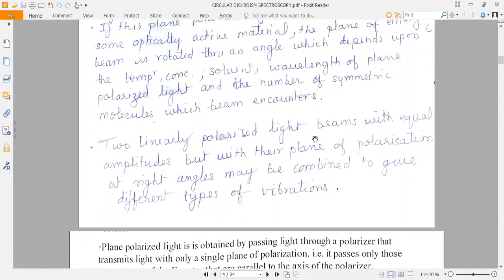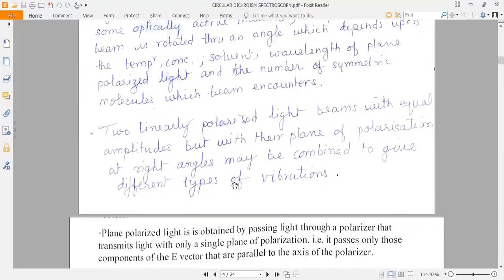Two linearly polarized light beams with equal amplitudes but with their planes of polarization at right angles may be combined to give different types of vibrations. This is another fact which says if we take two linearly polarized light beams with equal amplitude but with their planes of polarization at right angles, they may be combined to give different types of vibrations. This has to do with circular dichroism. So let us remember this fact.